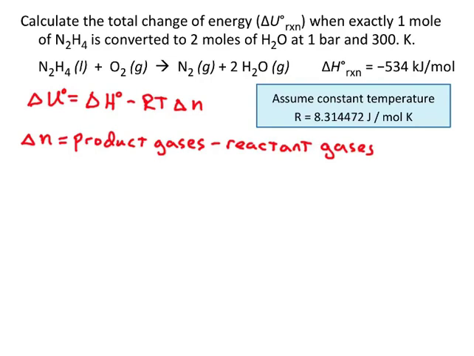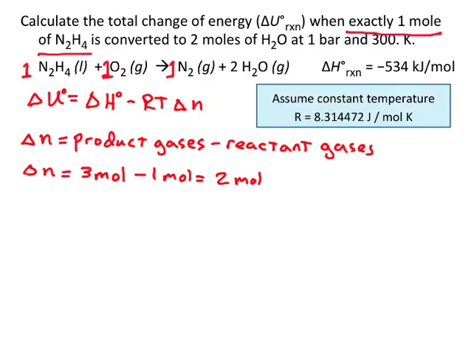And we're looking at just the gases. So in this case, we ignore the hydrazine when we calculate delta N. And we have 3 moles of product gases, the nitrogen plus 2 moles of water, and then 1 mole of reactant gases, the oxygen, and skip the hydrazine. And so this makes 2 moles. And so the reason why we can pull just the stoichiometric coefficients here is because the problem says exactly 1 mole of reactant is converted.